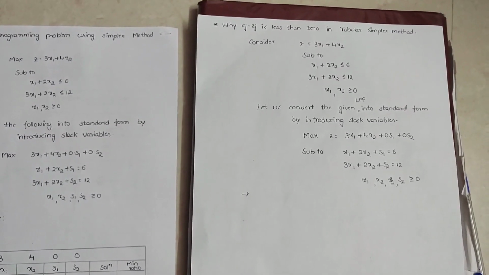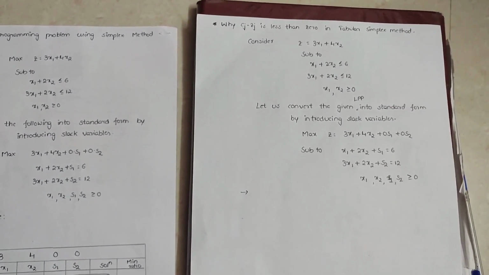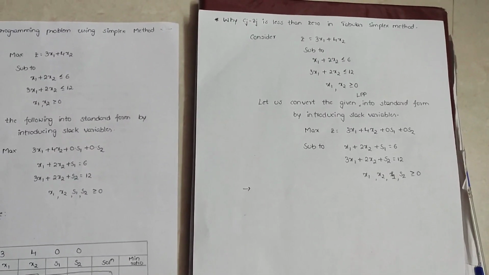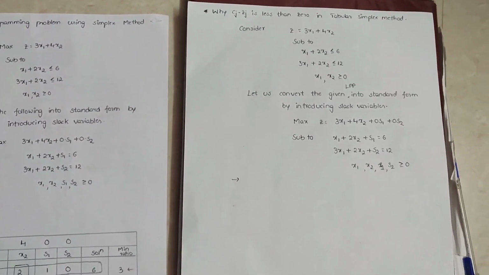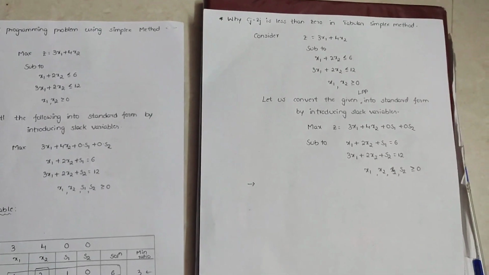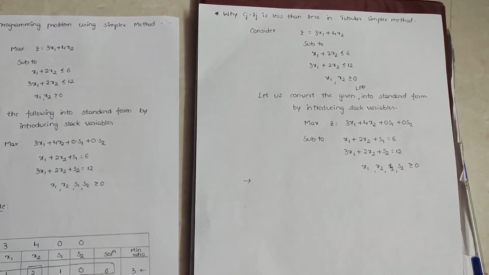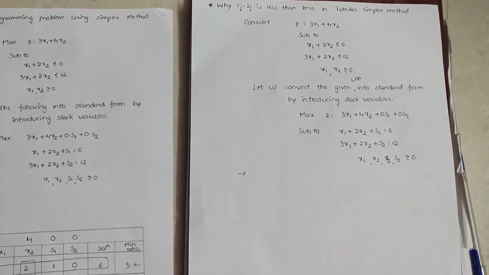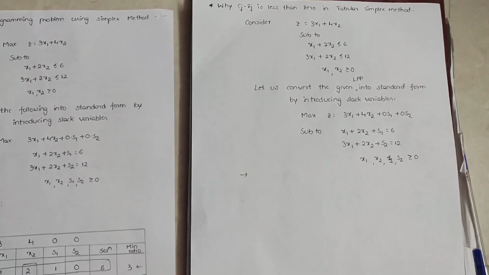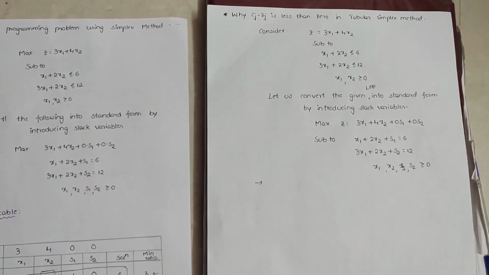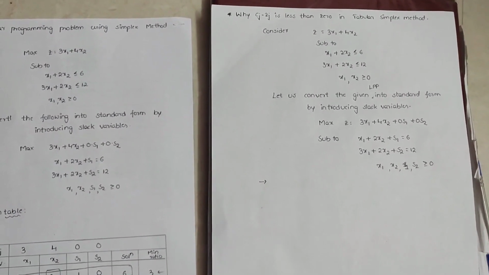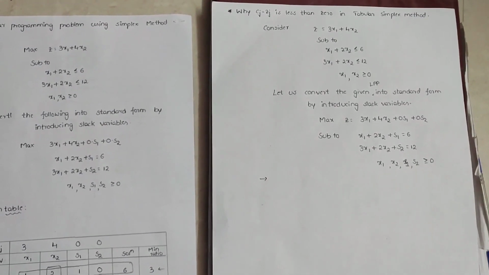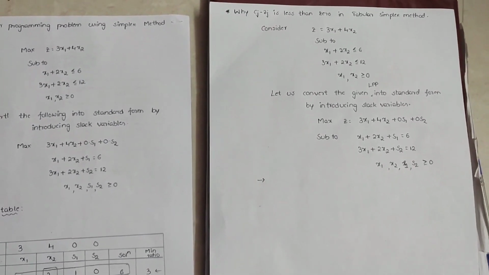In this presentation, let us see why Cj minus Zj is less than 0 in a tabular simplex method. Whenever a linear programming problem is given, we try to solve it using the tabular simplex method. We first convert the problem into standard form, and then we use iterations to maximize or minimize the function until Cj minus Zj is less than or equal to 0. We compute all the iterations and try to find the optimal solution for the given problem.